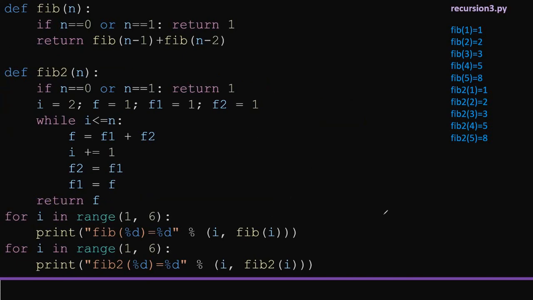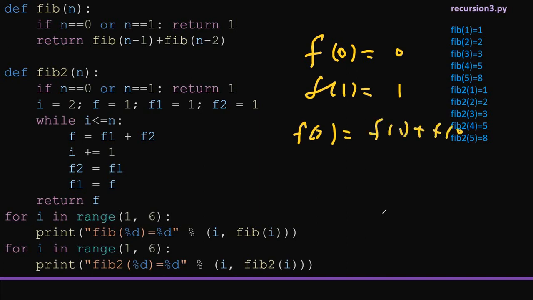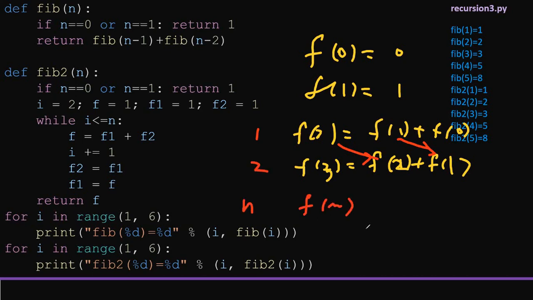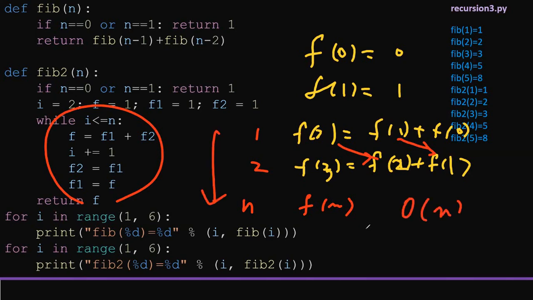Because let's look at it, okay? Let's assume that your f0 equals 0, f1 equals 1, right? f2 equals f1 plus f0, right? And f3 equals f2 plus f1. So basically, you just shift the data from here to here. And then this is 1 iteration, 2 iterations. So your fn will just need n iterations if you use the while loop. If you use a while loop, you just go in this way. It's actually an order of n operation.